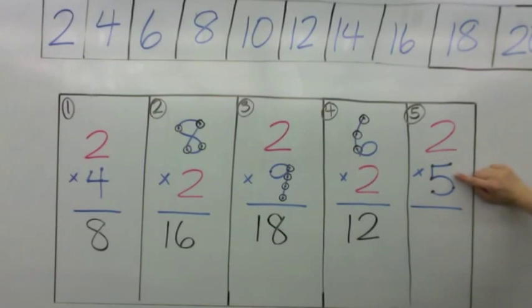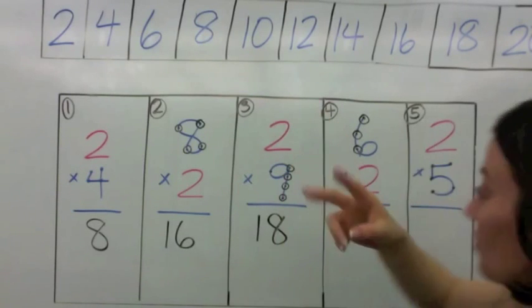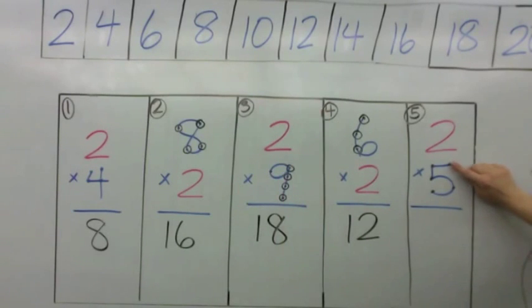The last one is 2 times 5. So we're going to skip count by what? 2's. And we're going to do it 5 times. We're going to say 2, 4, 6, 8, 10.